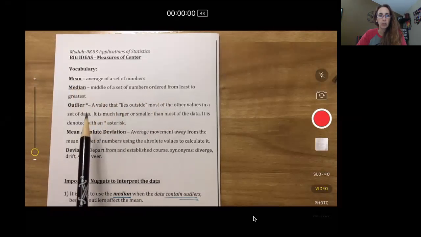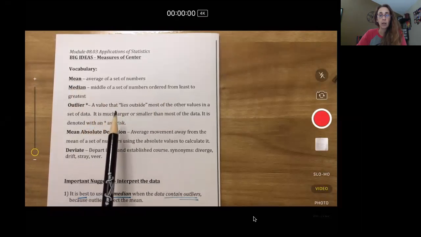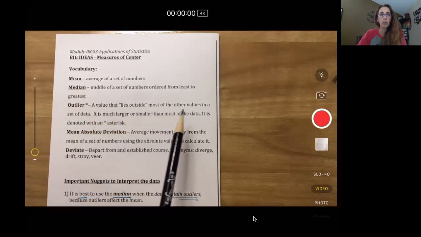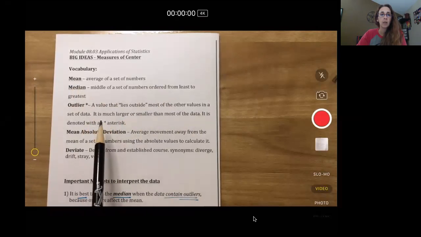Last year you also looked at outliers, which is a value that lies outside most of the other values in a set of data. It's much larger or smaller than most of the data, and it's usually denoted here with an asterisk.